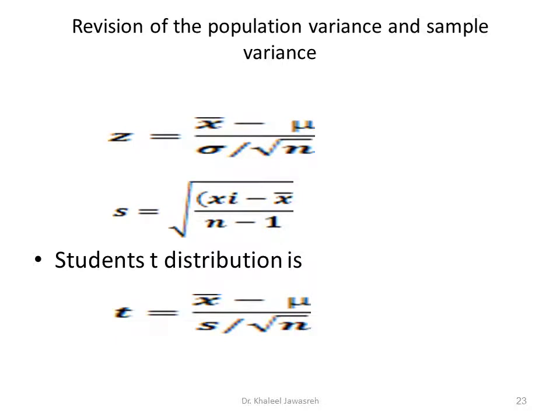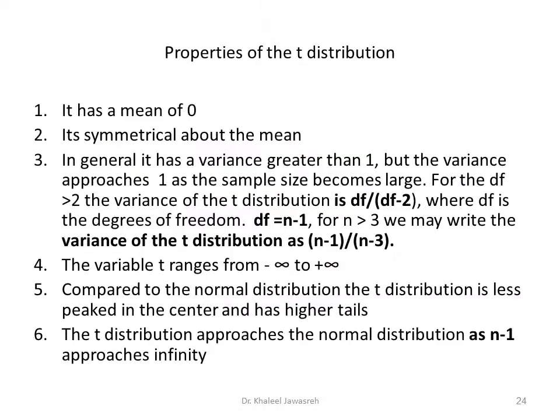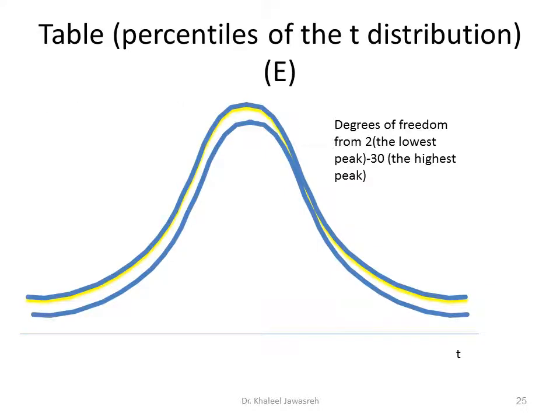This is a general revision for you, just to know how we can obtain the z or the t values: x bar minus mu over standard error. Properties, as you see, this is a repetition actually. The values have been discussed previously. This is the percentile of the t distribution.